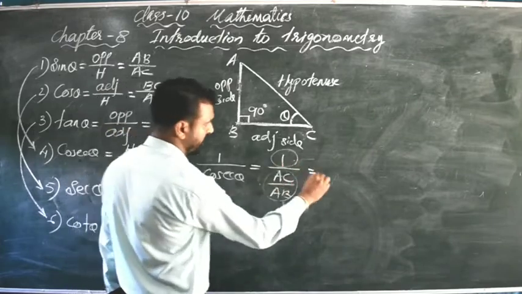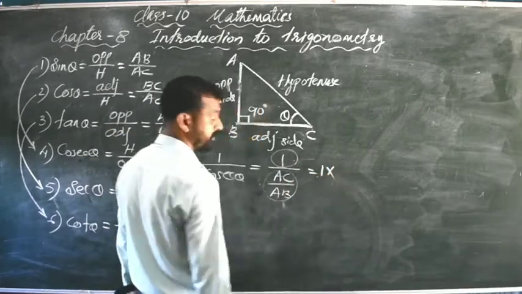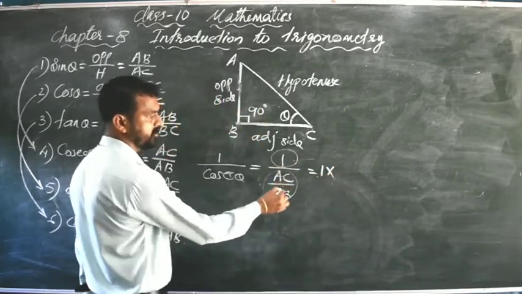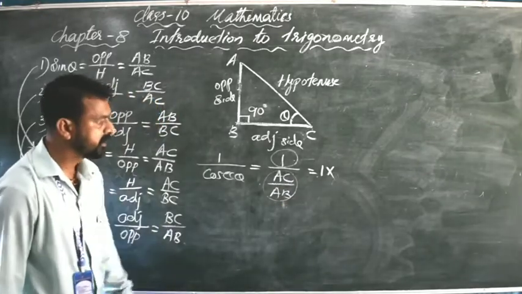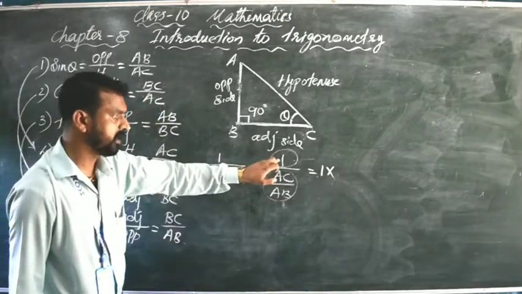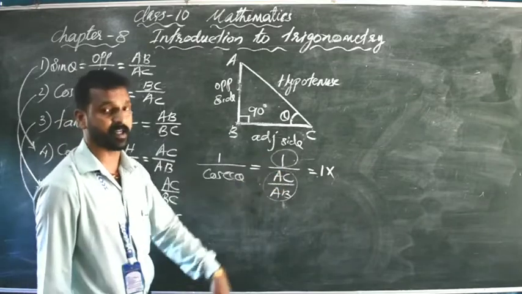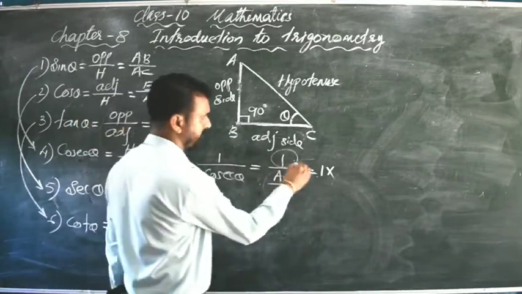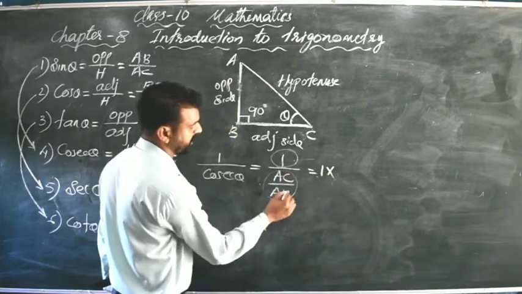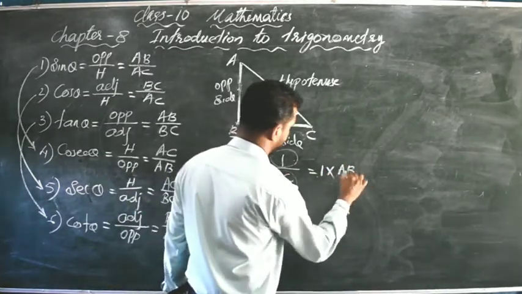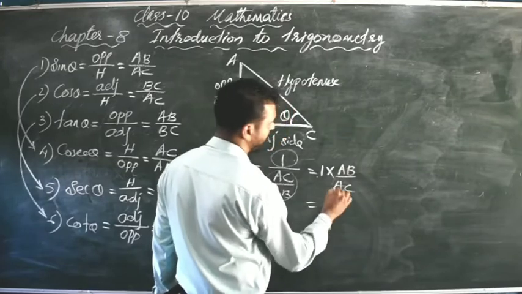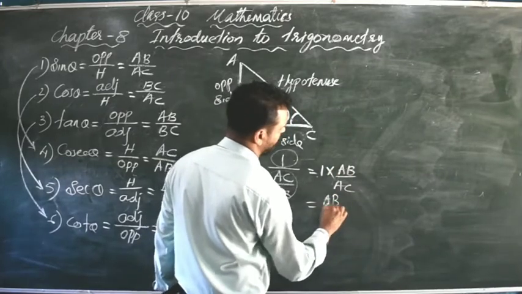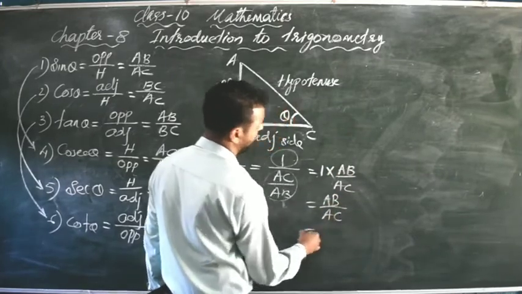Then we can write the numerator into the reciprocal of the denominator. While dividing two rational numbers, we know that we cannot divide directly. We will multiply the first rational number by the reciprocal of the second rational number. So it will come 1 into the reciprocal of AC by AB. What is the answer? AB divided by AC. That is equal to 1 into AB, AB divided by AC.